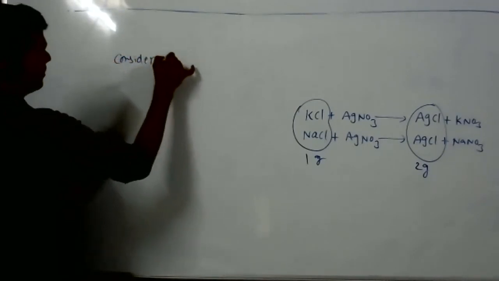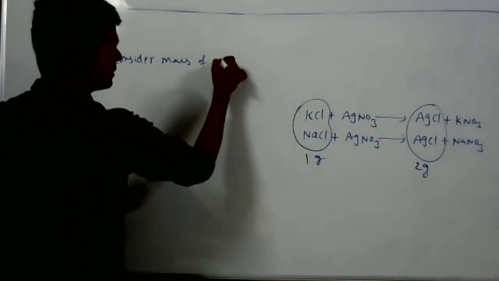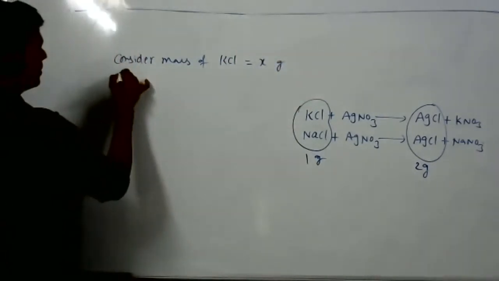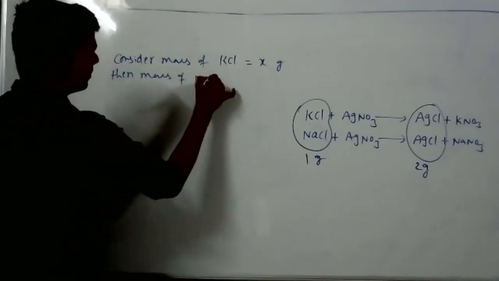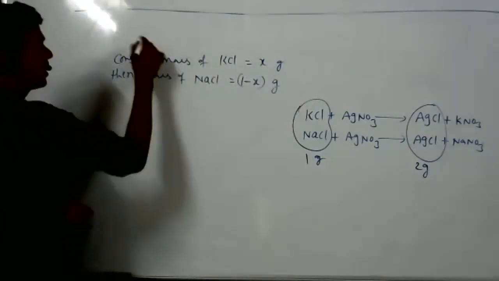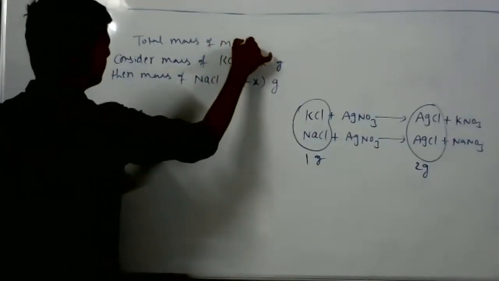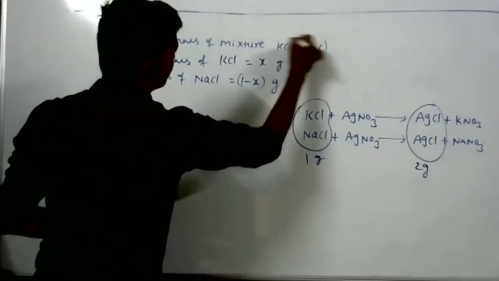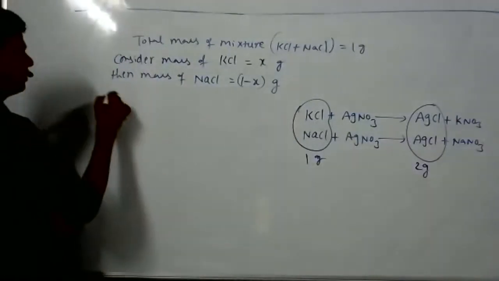Consider the mass of KCl equal to X grams. Then the mass of NaCl is equal to 1 minus X grams, because the total mass of the mixture, KCl plus NaCl, is equal to 1 gram. Now write the equation.